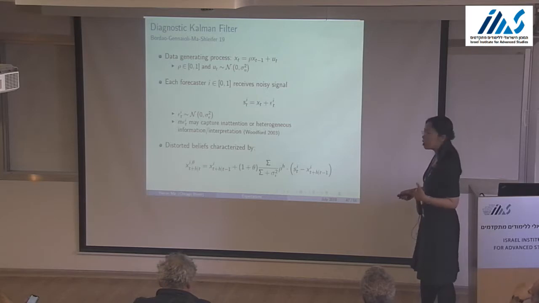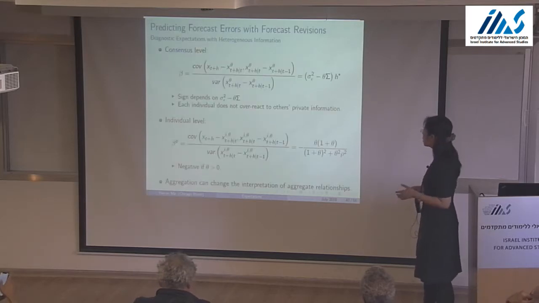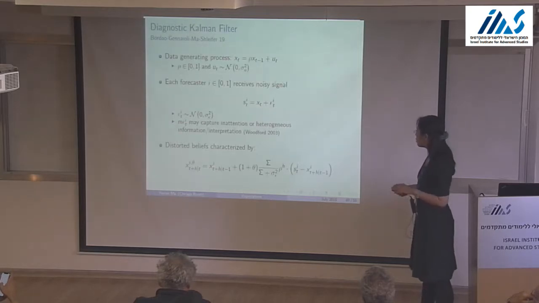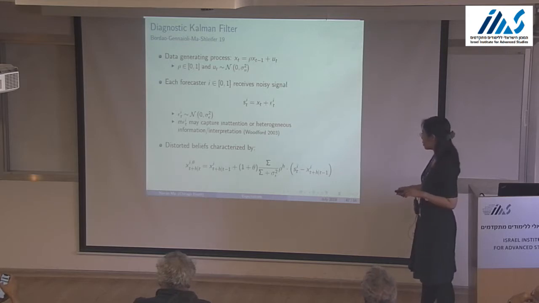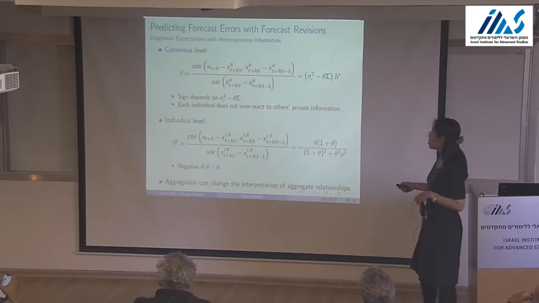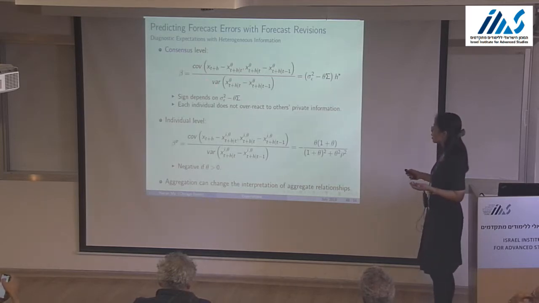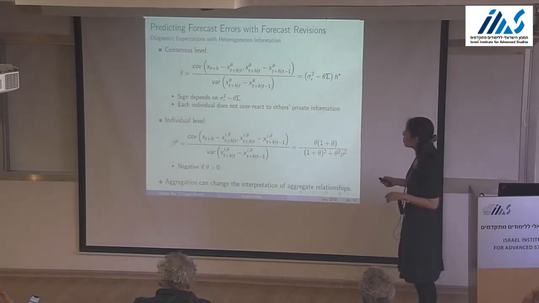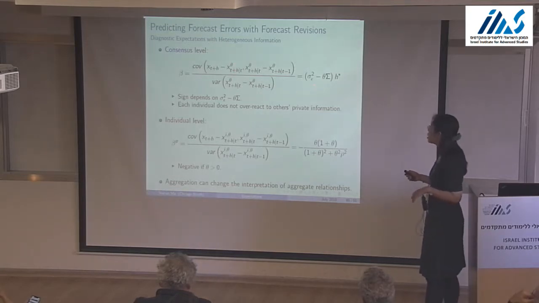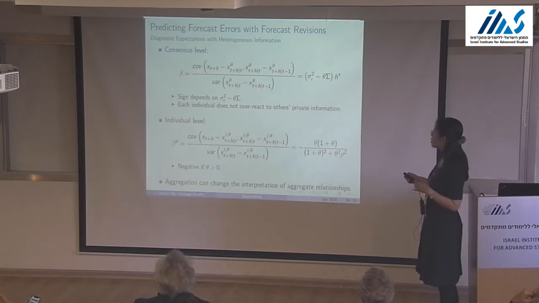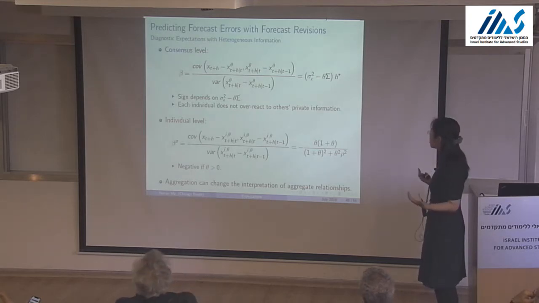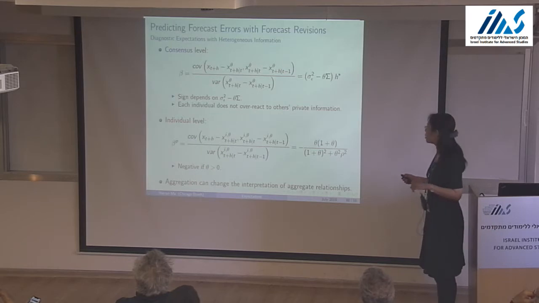So you see your own signal, you update it too much by a fraction 1 plus theta. And then you can derive, if we live in this type of world, you take the consensus forecast, which is to take the average of these things, and you can see what's the regression coefficient of forecast errors and forecast revisions. It turns out that for the consensus level, the covariance between forecast error and forecast revision divided by the variance of forecast revision is proportional to this object, which trades off how noisy the signals are, or how different the interpretations people have of the same signal, relative to how large the fundamental shock is.